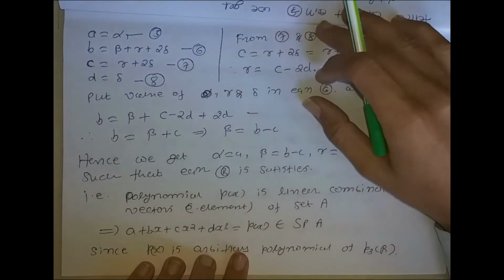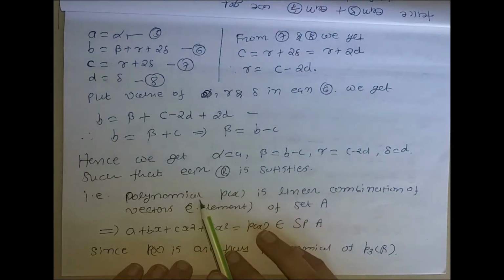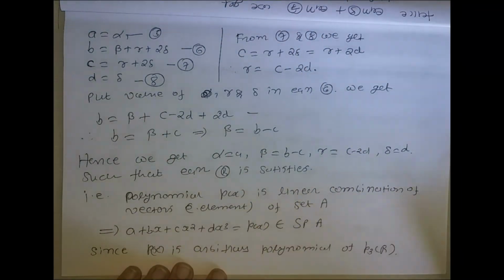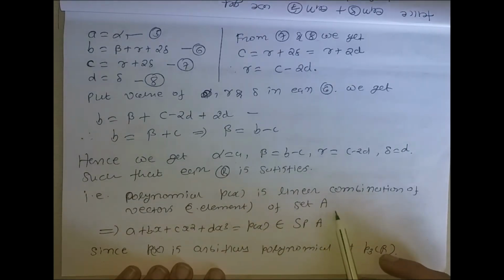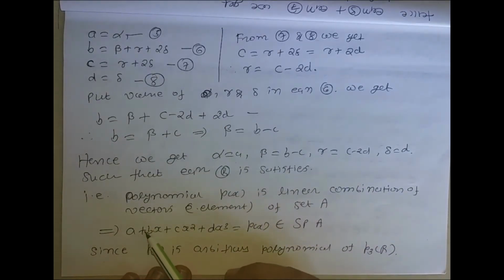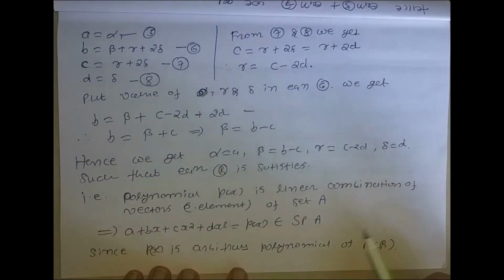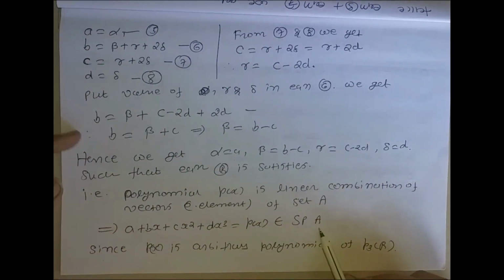Okay, so polynomial px is a linear combination of vectors, or we can say elements, of set A. This implies that a plus bx plus cx square plus dx cube, which is equal to our polynomial px, belongs to span of A.